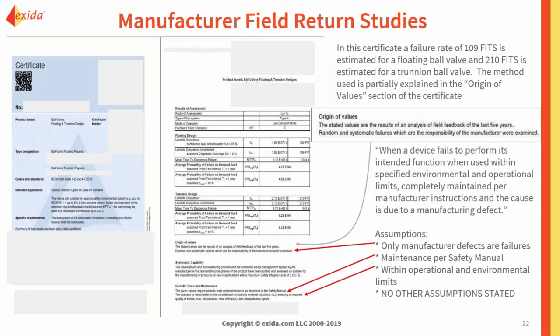Only the manufactured defects or failures. The maintenance had to be up to date per the safety manual. It had to be within environment and operational limits, but it doesn't say any of the other assumptions used. We don't know all of those other kind of fuzzy areas or variables that could go into this manufacturer field return study.